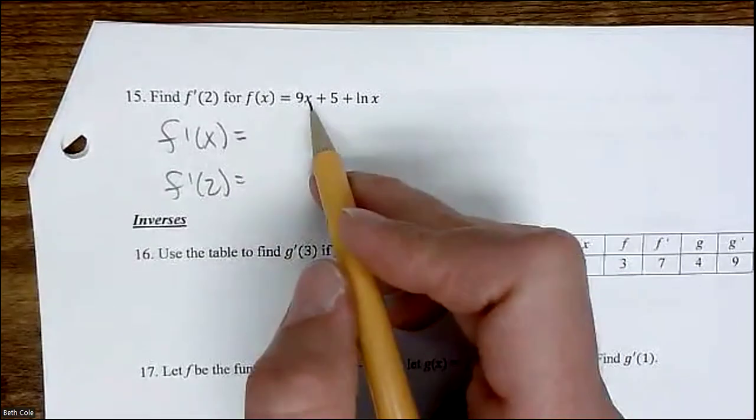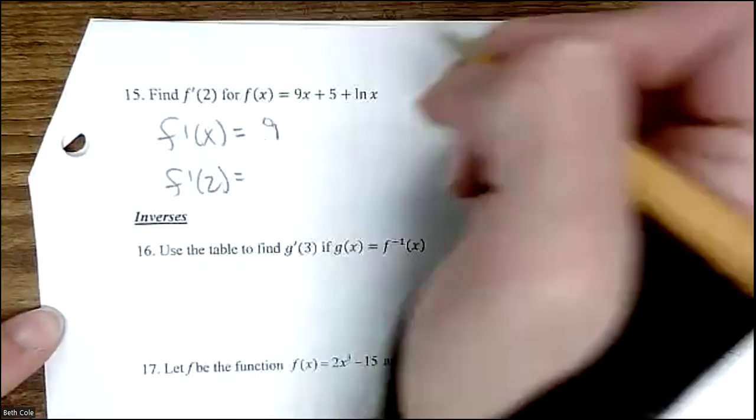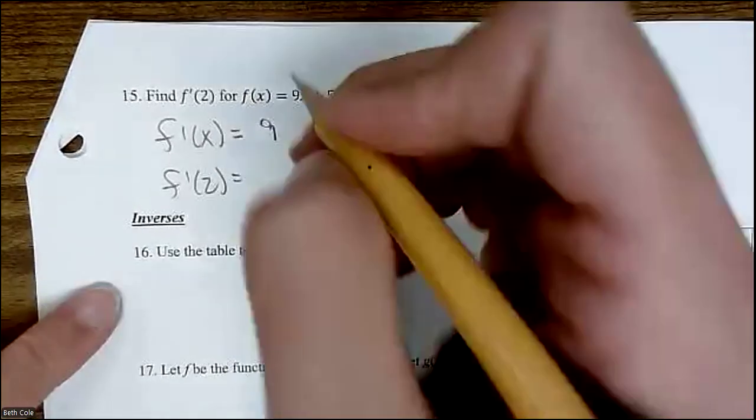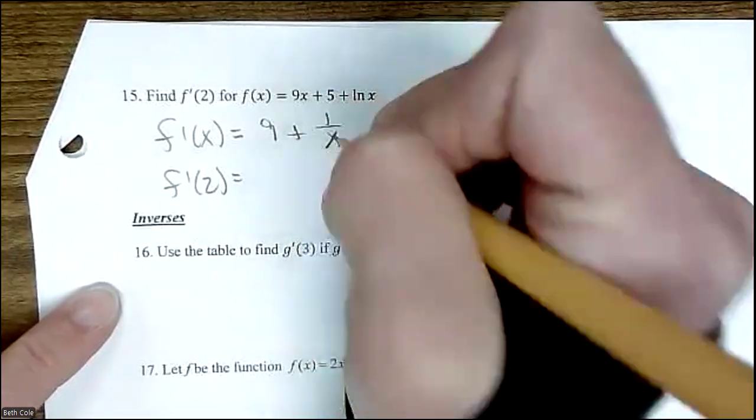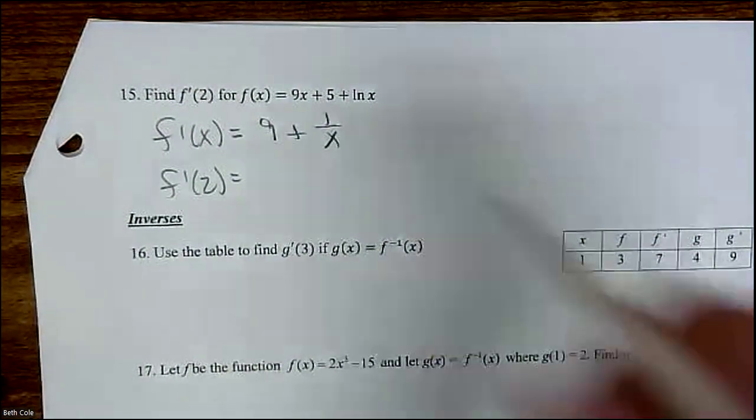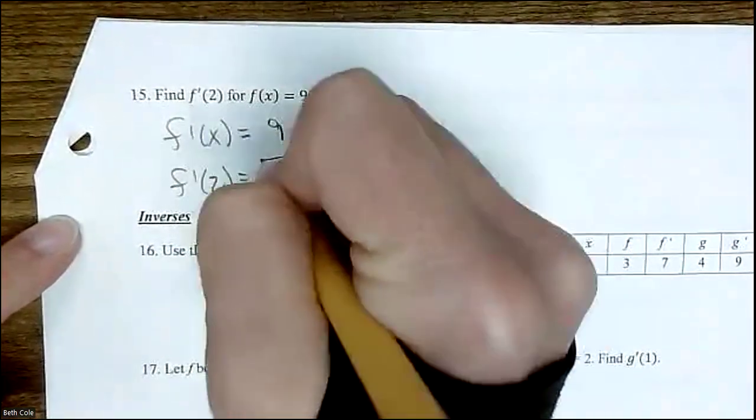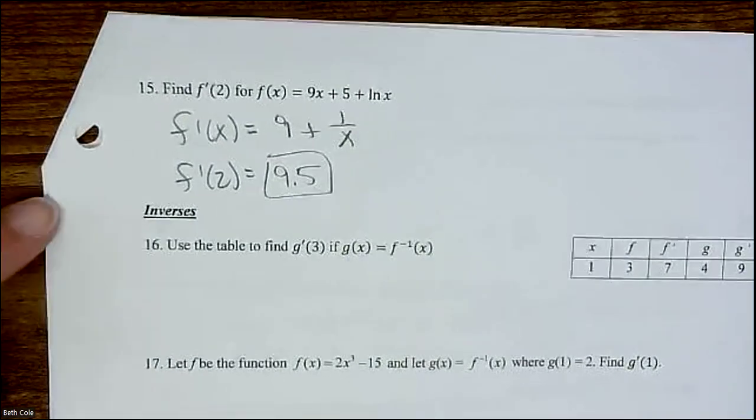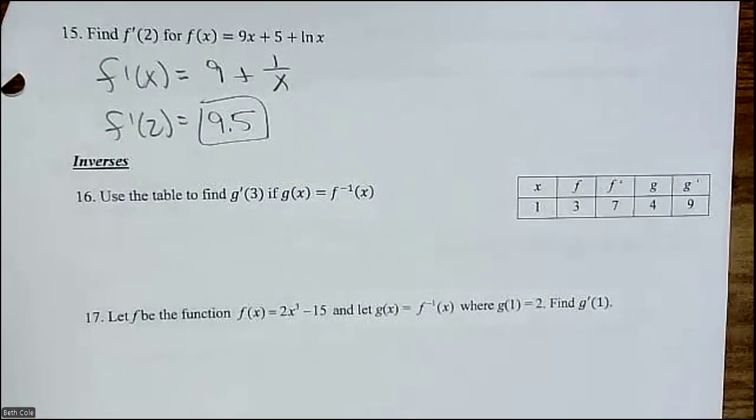What is your derivative of 9x? 9. Derivative of 5, nothing. Plus derivative of ln, 1 over x. And then just plug in 2, you get 9.5. I looked through on the test, that one comes out to a whole number, so I'm not worried about the decimal or fraction. On your test, it's a whole number, okay? But yeah, they're not all going to be super hard. You got to find the easy ones. You got to look for them.